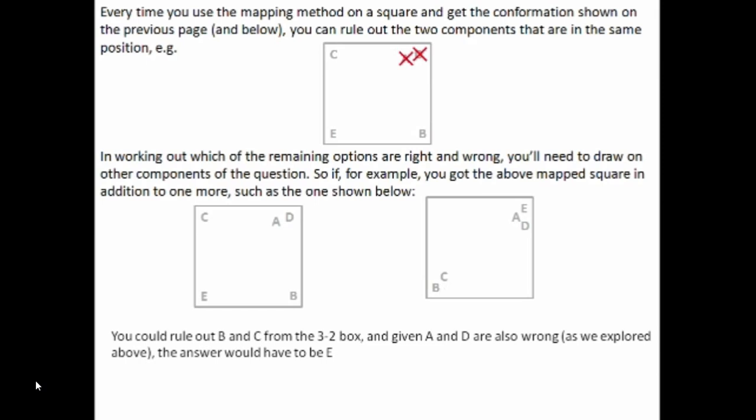And what that means is, from before, here we can rule out A and D again, and from this one we can rule out C and B, which just leaves you with E. So that's how you break it down. You begin by cutting out these two which are together, and then draw on other parts of the picture to further cut down the remaining options.